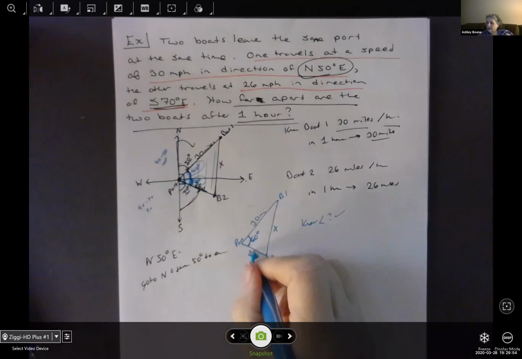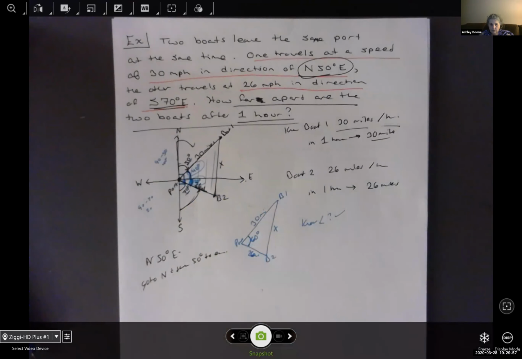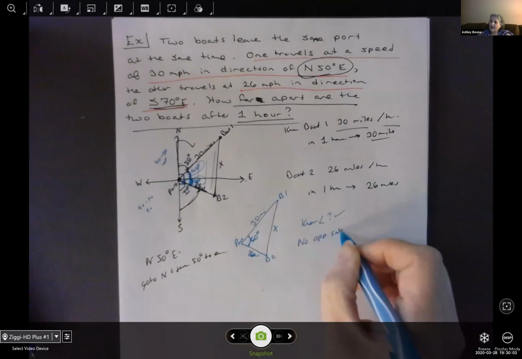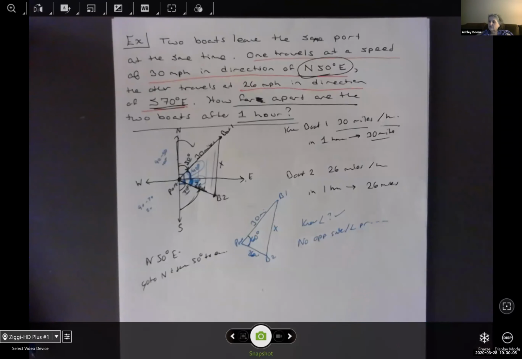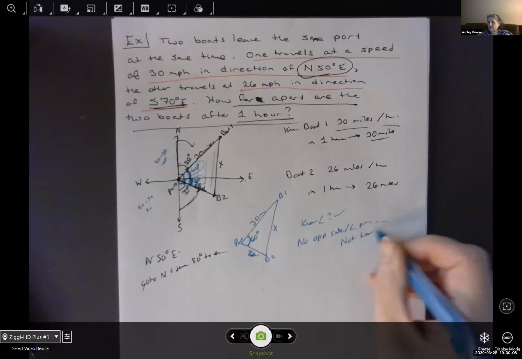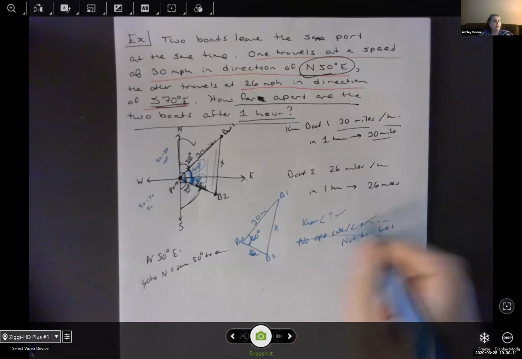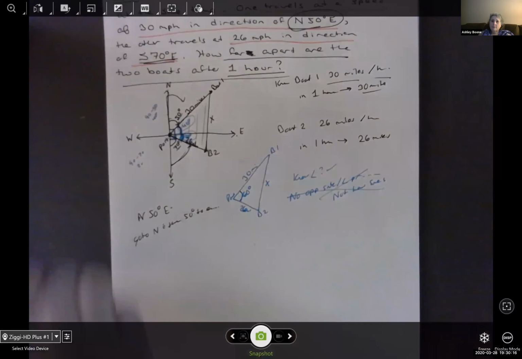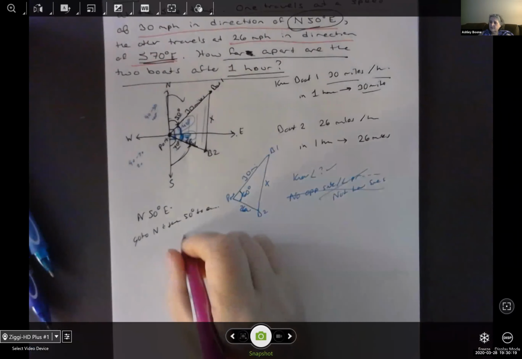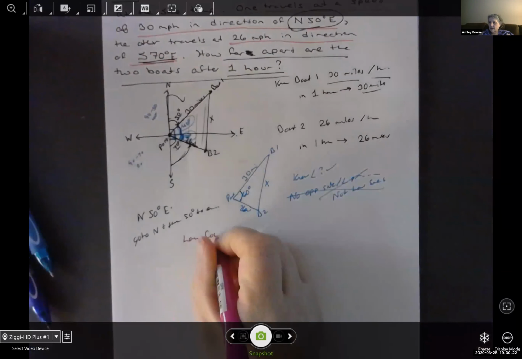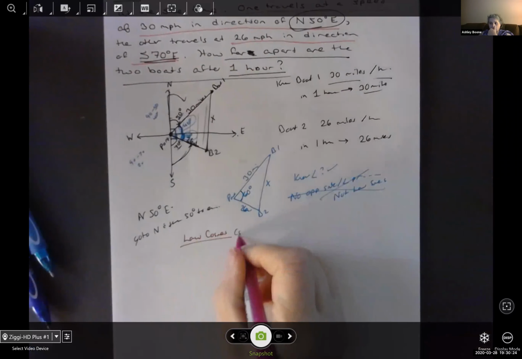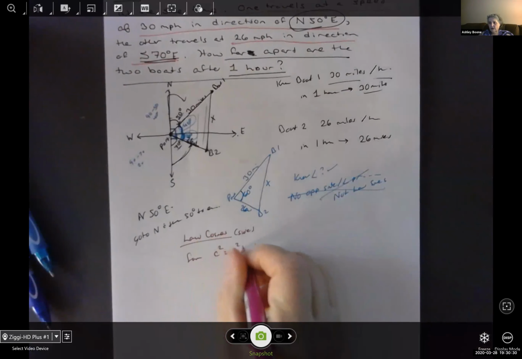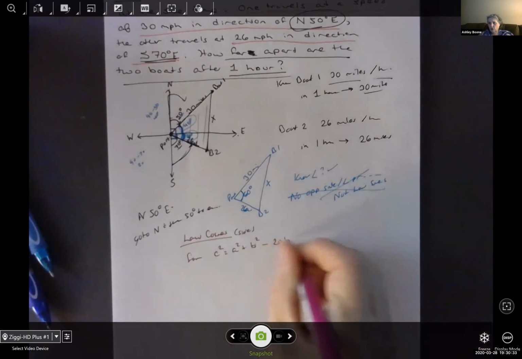This is the situation we have, okay? This is a 26, my numbers got jumbled there. We have no opposite side-angle pair, so we're not going to use our law of sines. There are bearing problems where you could if you had an opposite angle-side pair. I'm going to use my law of cosines. I'm looking for a side, so I'm going to use the form of it that c squared equals a squared plus b squared minus 2ab cosine of C.